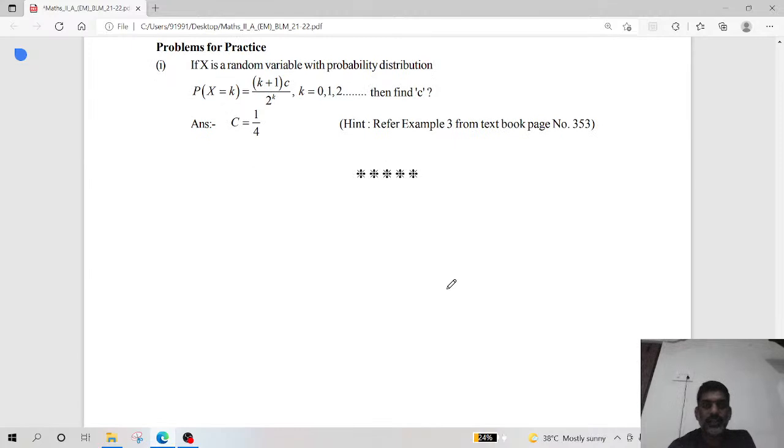That's it. And the last question is about the practice. If x is a random variable with probability distribution, P of x is equals to k is c by 2 for k is equals to 1, then find c. Okay, sum of probabilities you can take, then you can get c value. In the above already we have solved.